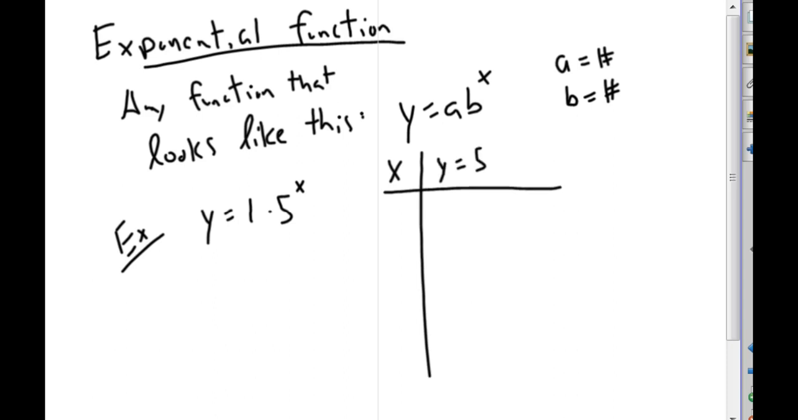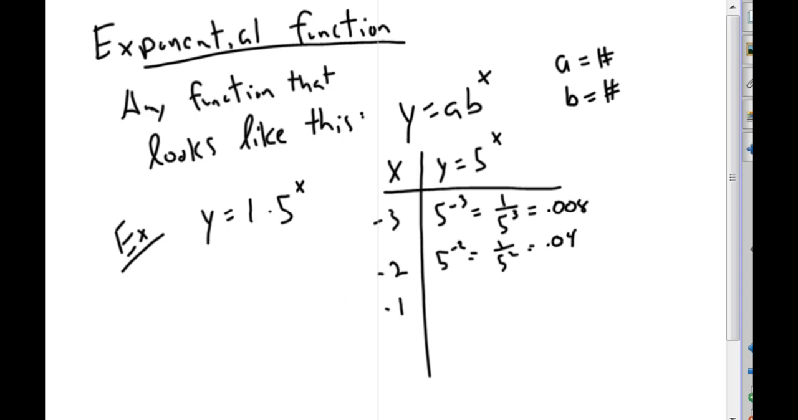We'll see what happens if we change that number around here in a few minutes. So just plugging in some values here. That 1 essentially goes away. If I have negative 3, then we've got 5 to the negative third, which is, if you remember your exponent rules, 1 over 5 to the positive 3 power, which is 0.008. Negative 2 would be 5 to the negative 2 for the y value, so 1 over 5 squared, which is 0.04. If you got negative 1, that's 5 to the negative 1, so 1 over 5, which is 0.2. 0, we have 5 to the 0, which is 1.